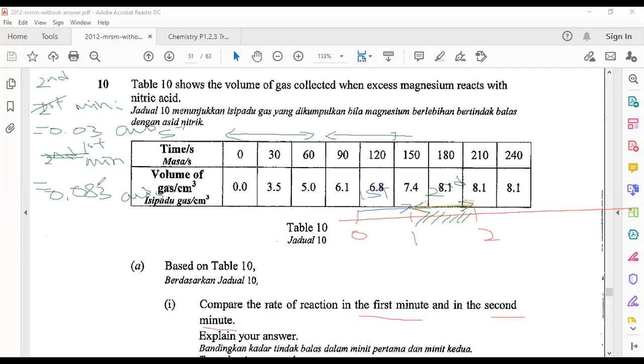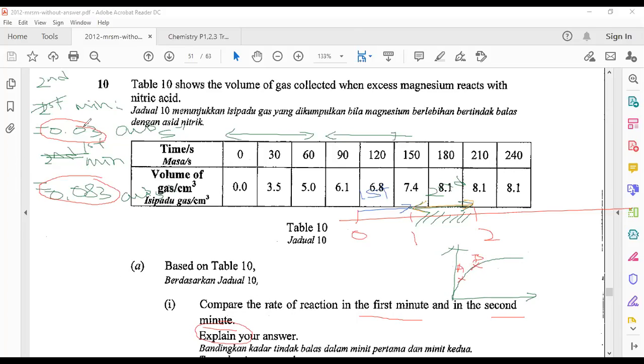Okay, now compare. Can you see this number is bigger compared to this? Meaning to say, the rate of reaction in the first minute is higher than the second minute. Actually, we have already mentioned this previously. Do you remember that during the very first lesson on the rate of reaction, I talked about this graph. I put for you point A and point B, and I said the rate of reaction at A is higher compared to the rate of reaction at B. So now, what is the reason?